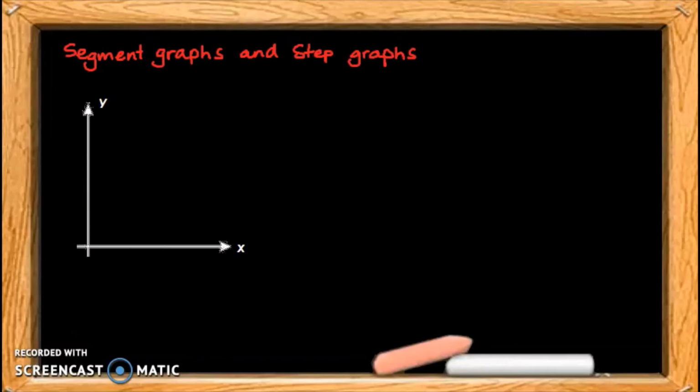There are a couple of types of graph that are made up of a number of straight lines that are studied in further maths. One of them is segment graphs and the other is step graphs. And I'll start by showing you what a segment graph is.